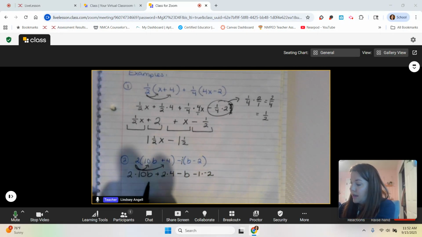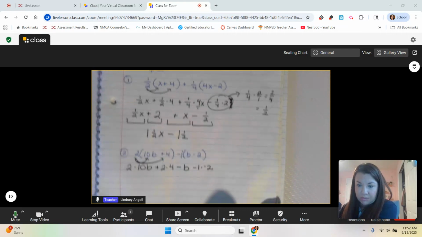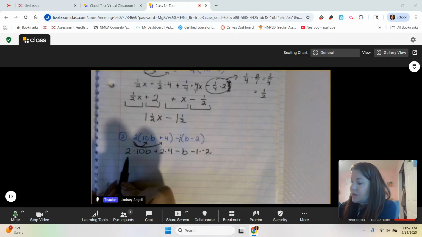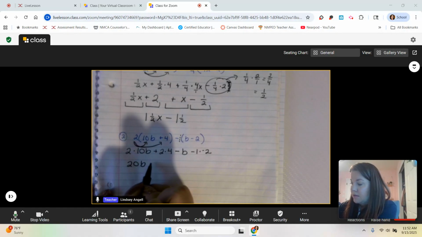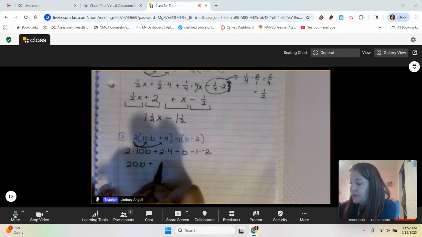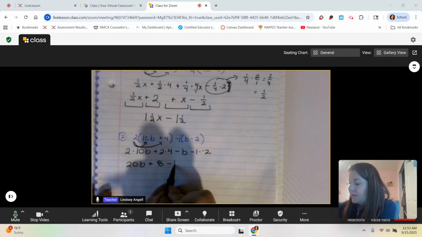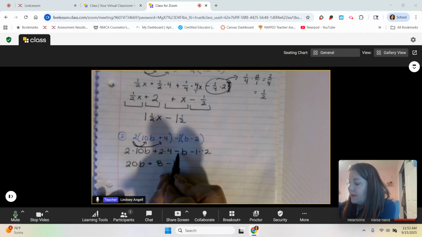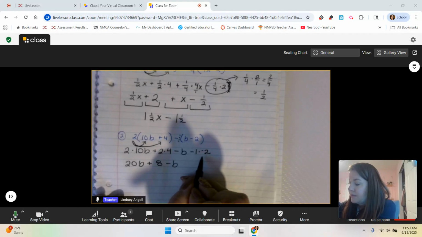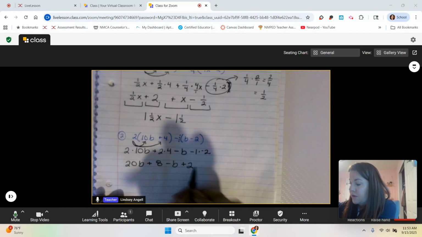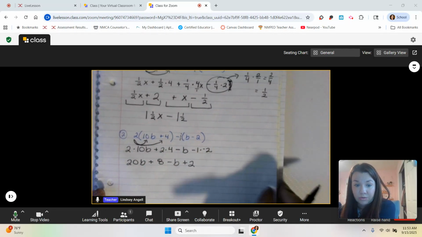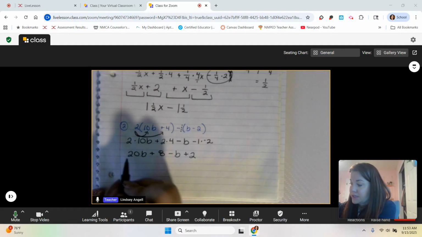So now we've got to apply all of our multiplication because of the order of operations. So I have 2 times 10b, well, that would give me 20b, plus 2 times 4, that's 8, minus b, there's nothing to combine with that right now, and then -1 times -2, well, that's positive 2, so plus 2.